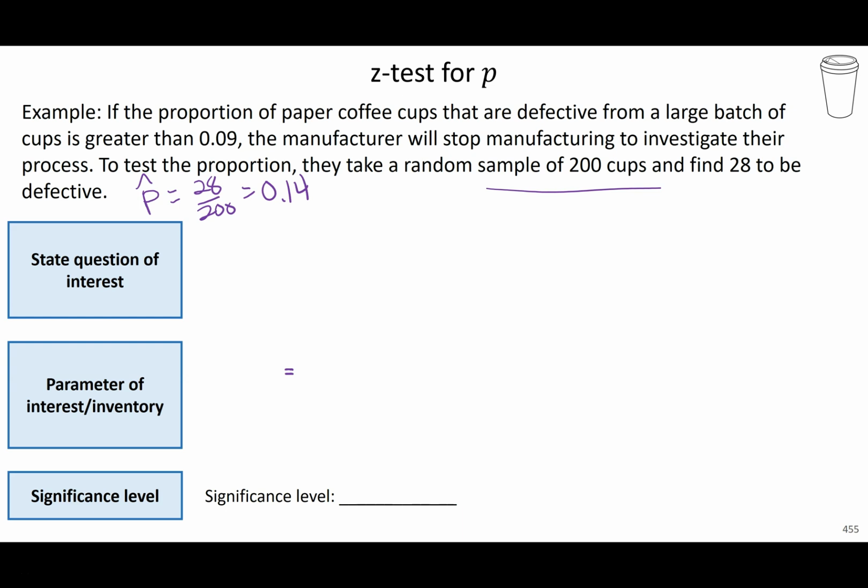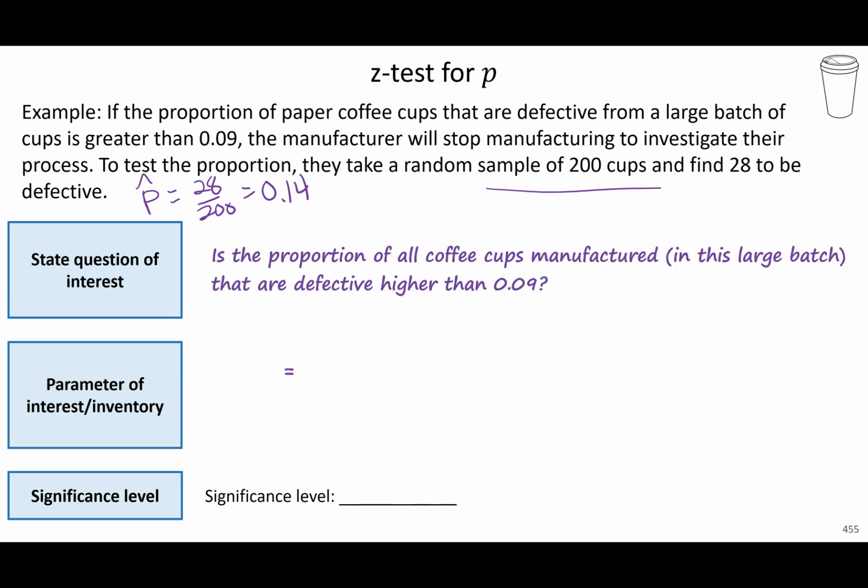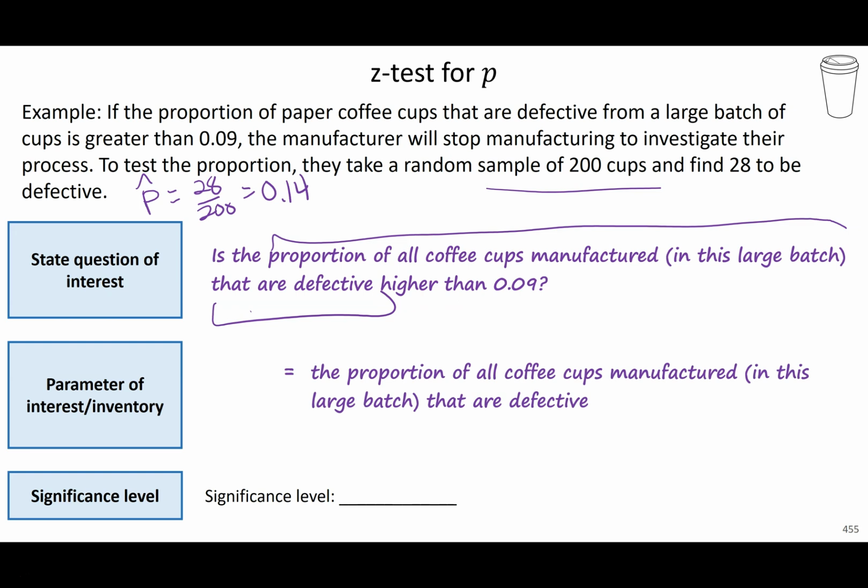So stating my question, if it's a hypothesis test, it's going to be stated as a yes or no question. Is the proportion of all coffee cups manufactured in this large batch by this manufacturer that are defective higher than 0.09? Higher than 0.09 because that's what they were interested in. If it's higher than 0.09, they're going to stop the process and investigate. So my parameter of interest, nested in here, is the proportion of all coffee cups that are defective. Remember, parameters never have a hat or a bar, so it's just going to be P. My population proportion, P, is the proportion of all coffee cups manufactured in this large batch that are defective.